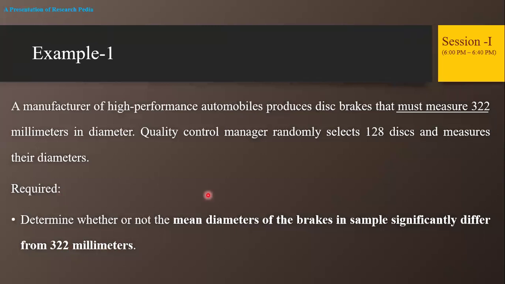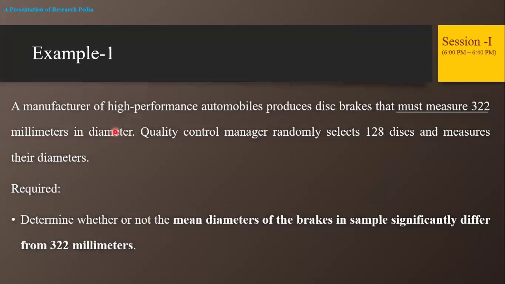Actually, we are considering single group mean analysis. So we need to compare the estimated mean of the whole group with some standard. The standard here is 322 millimeters in diameter. That is the standard value. So we need to compare this standard value with the estimated mean of the whole group.